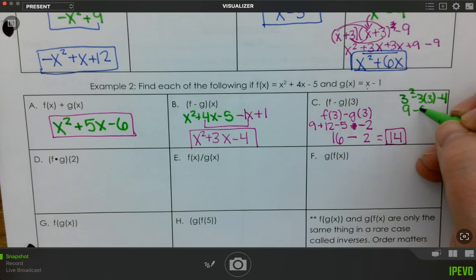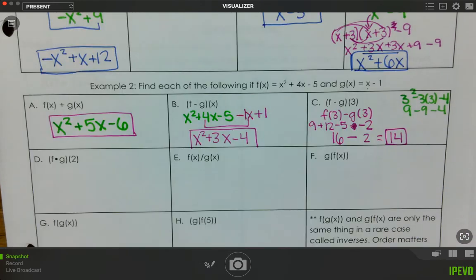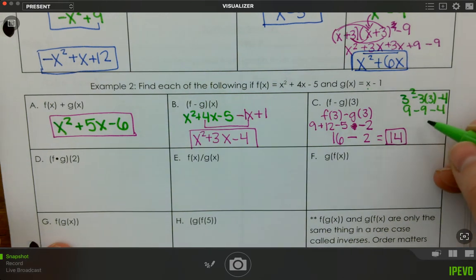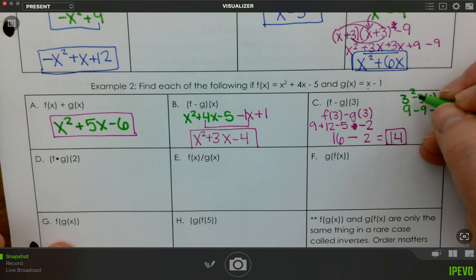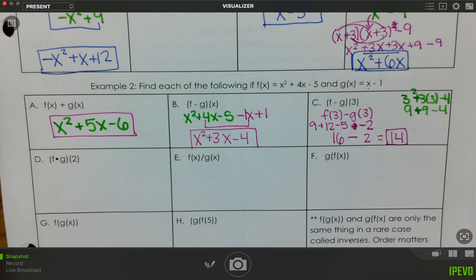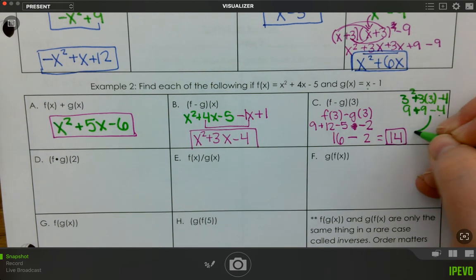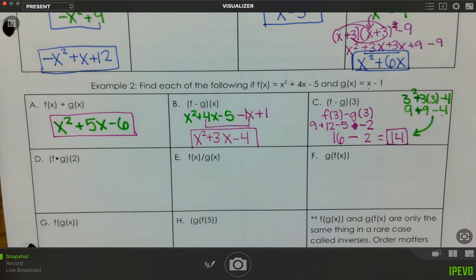I'm kind of wondering if I made a mistake. Anybody, let's see, 9 minus 9 minus 4. Oh, that's a plus. There we go. 18 minus 4, same thing. Hey, you get it either way. I just made a little sign error when I was copying it over.